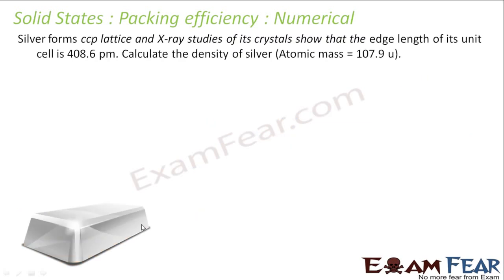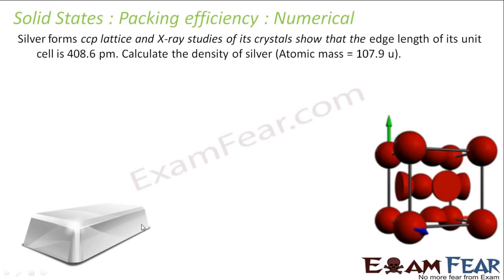We'll take one more example now. Silver forms a CCP lattice, and X-ray studies of its crystal show that the edge length is 408.6 picometer. Calculate the density. So first, let's try to create the CCP lattice. Again, since it is CCP, Z is nothing but 4. Correct.